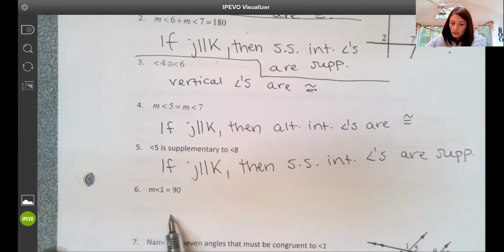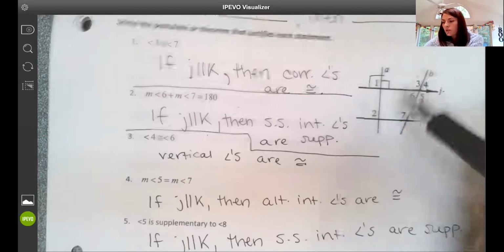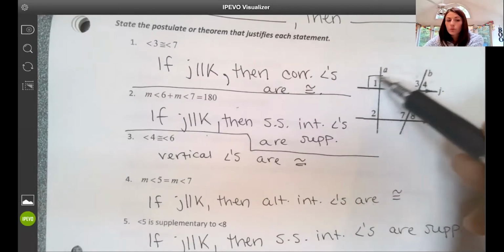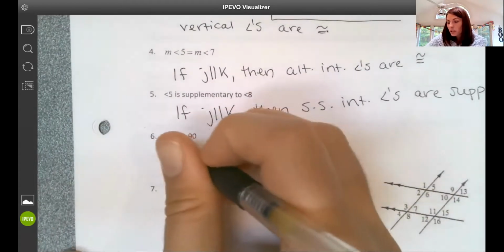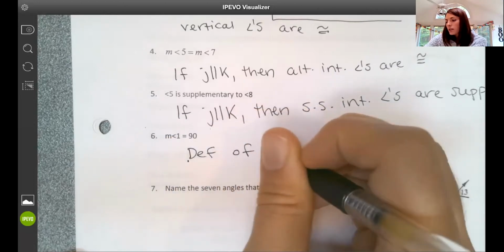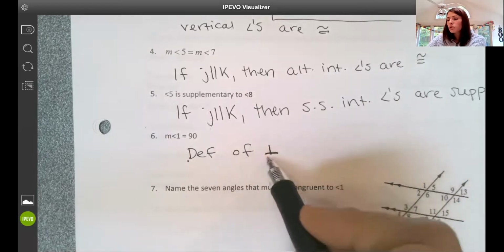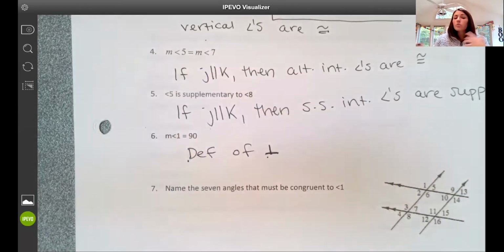Angle 1 equals 90. That's just kind of an oddball one. There are 2 ways that you could justify that. You could say this is a linear pair, or you can say it's the definition of perpendicular. So being able to identify things we know because it's always true, perpendicular is always true, vertical angles are always true, linear pairs are always true, versus things that are true if parallel.